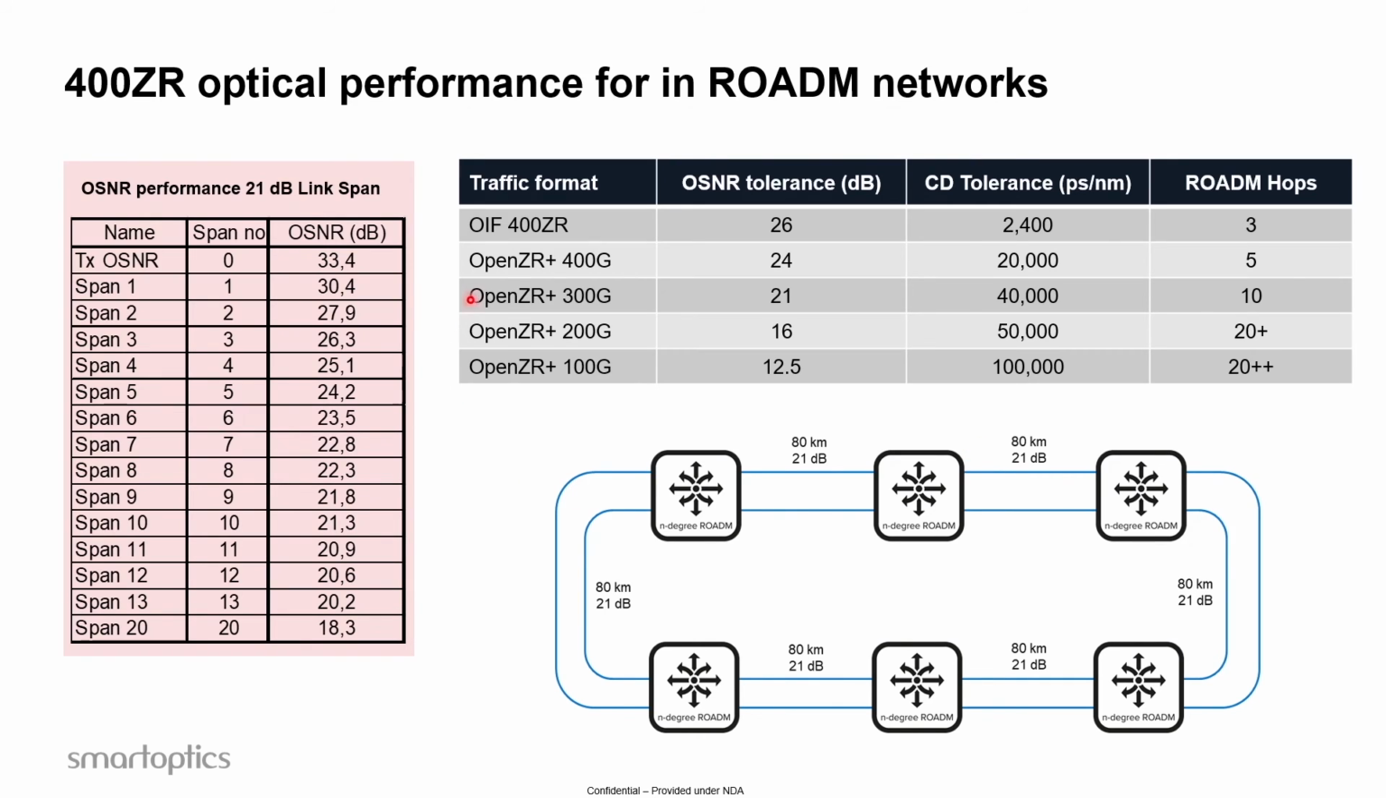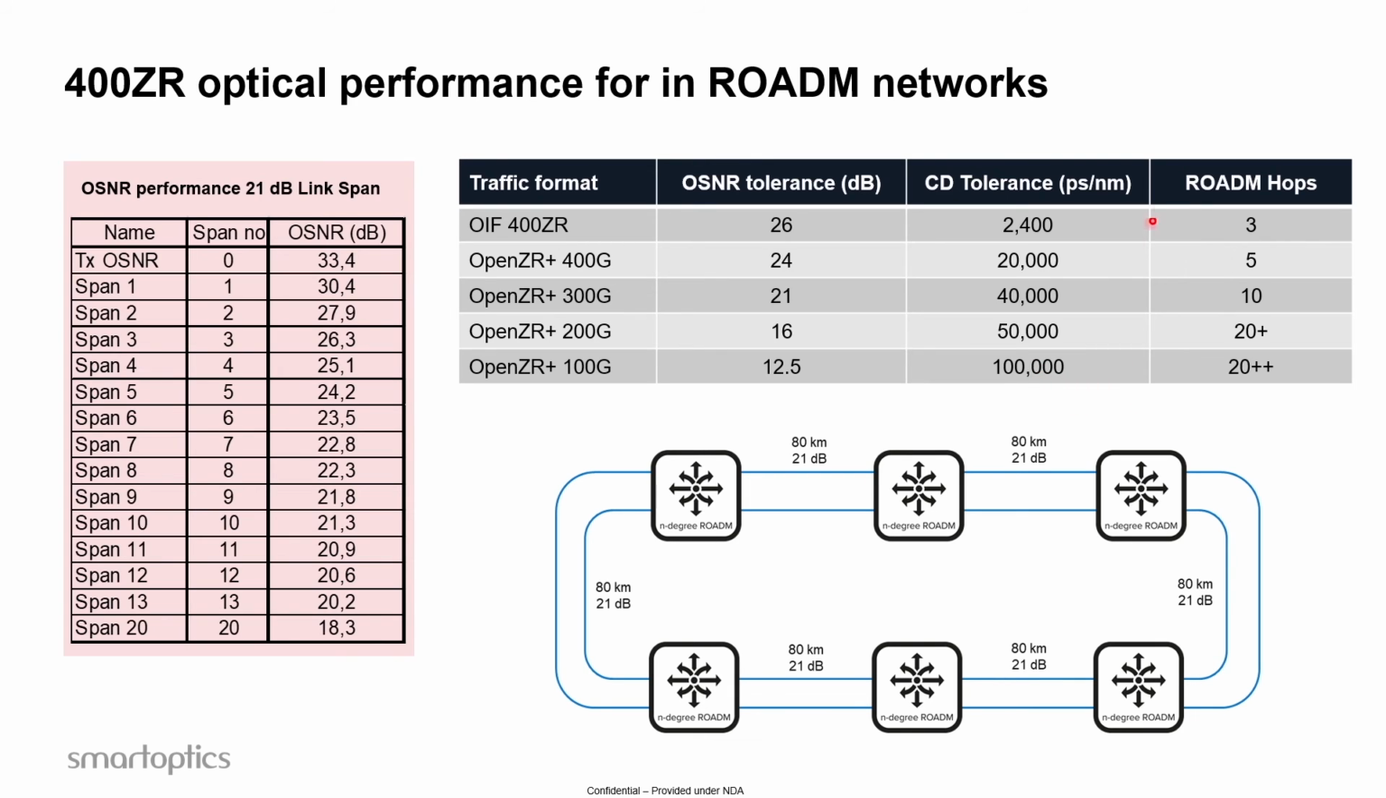On the OpenZR Plus, I mentioned before, we can go down in line rate here. So if we go down to 300 gig, we are up at 10 hops, so then we can start to go quite long distances. At 200 gig, we are at above 20 hops, and if we go down to 100 gig, we can go pretty much across the globe, very, very long distances.